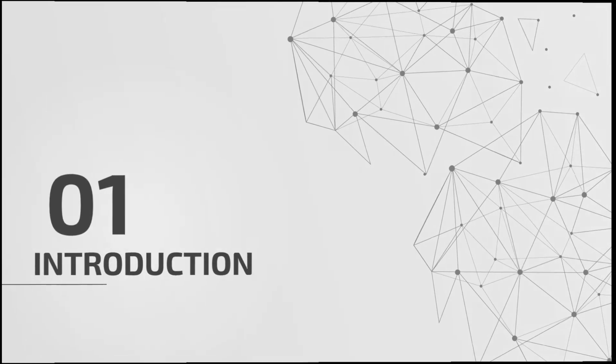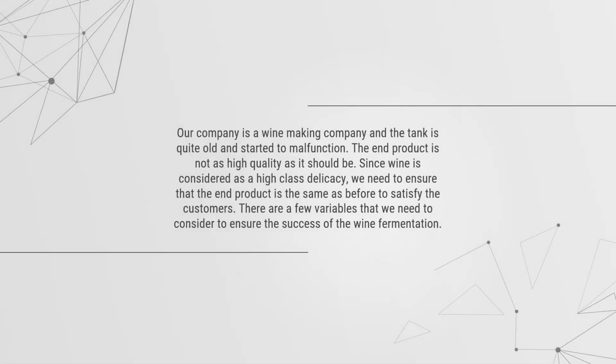As for the introduction, our company is a wine-making company and the tank is quite old and started to malfunction. The end product is not as high quality as it should be. Since wine is considered a high-class delicacy, we need to ensure that the end product is the same as before to satisfy the customers. There are a few variables that we need to consider to ensure the success of the wine fermentation.